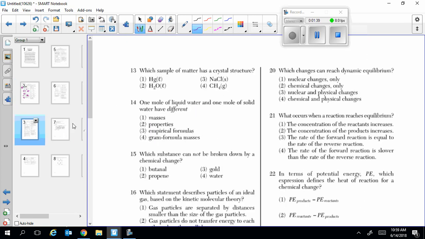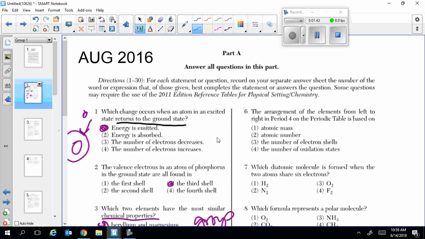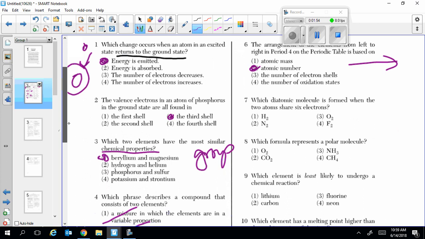Whoops. All right, let's get back on track here. Number 6, the arrangement of the elements from left to right in period 4. So that means I'm going across period 4. That is based on the atomic number. It just goes right over in number order.